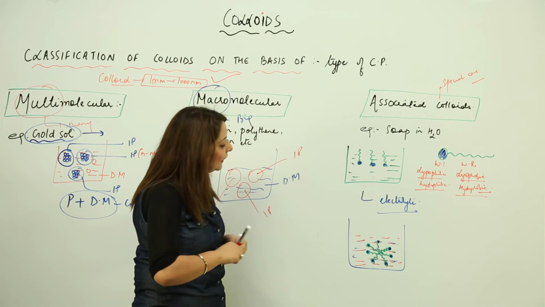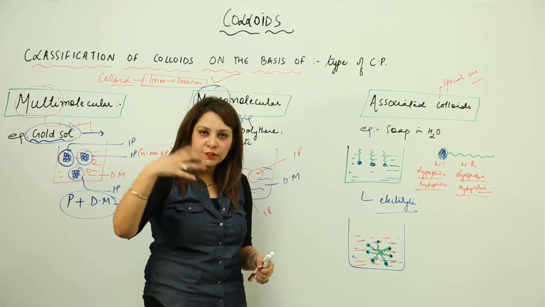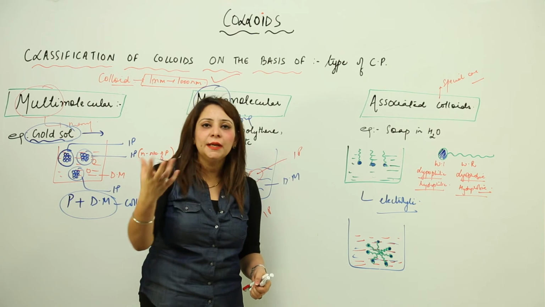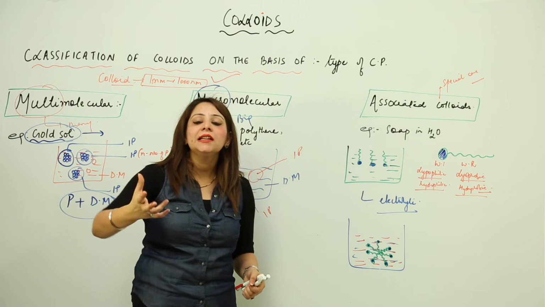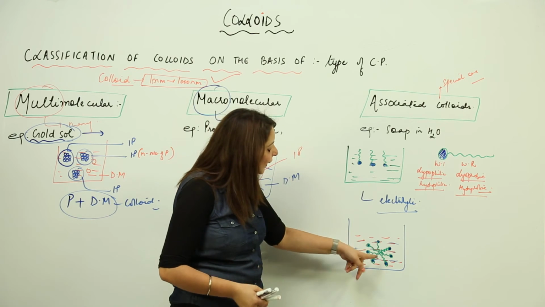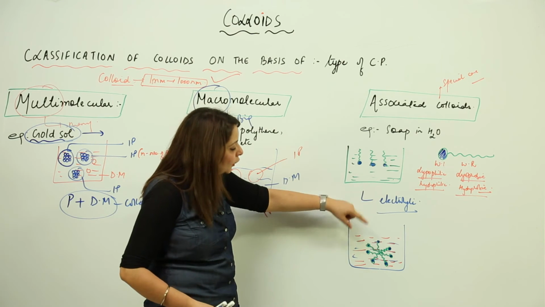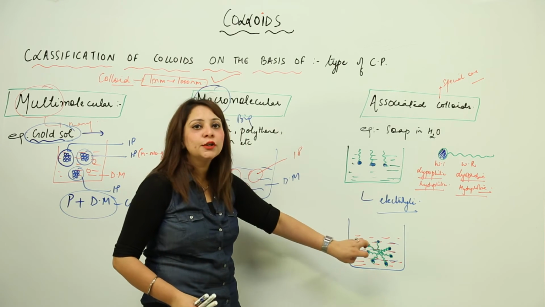Right. So they arrange themselves in such a way that the water loving part is towards the water, or you can say the medium loving part is towards the medium, and the repelling part is towards each other. So here what we get to see is that the hydrophilic part is towards water and all the hydrophobic parts are facing towards each other.